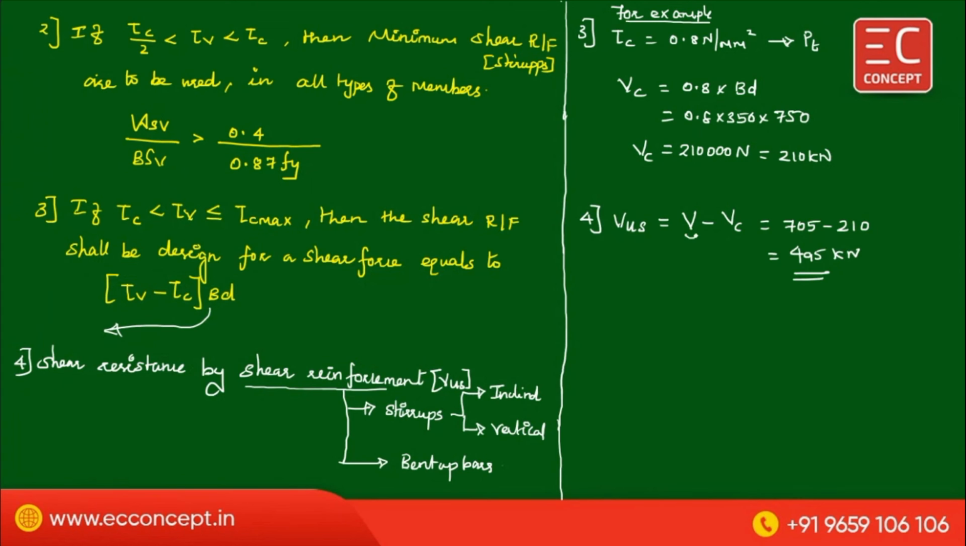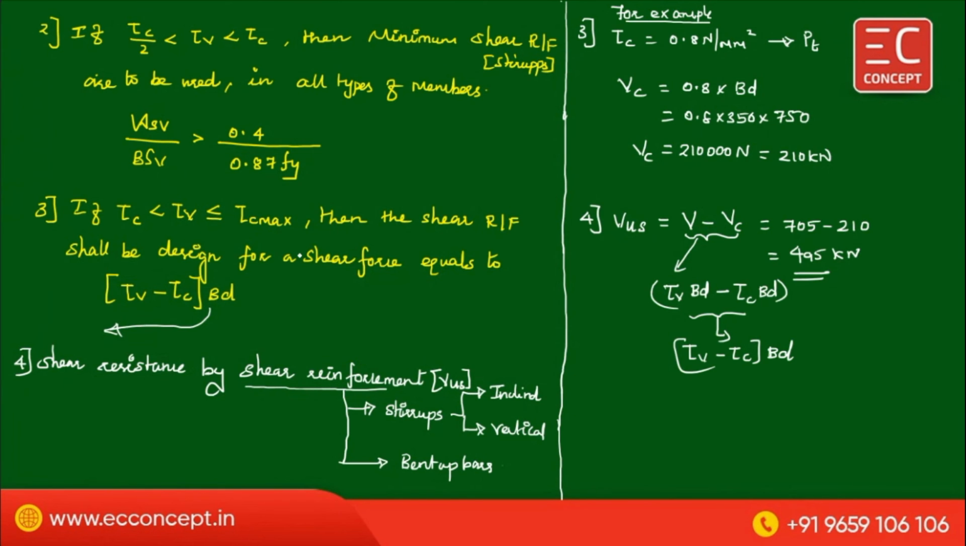Also, we can write it this way. The stress corresponding to V is the nominal shear stress, tau V, into BD, which gives the shear force, minus VC, the shear resisted by concrete, which is tau C into BD. If you simplify this, you will get the formula (tau V minus tau C) into BD. But simply, you can take it as V minus VC. That is enough.